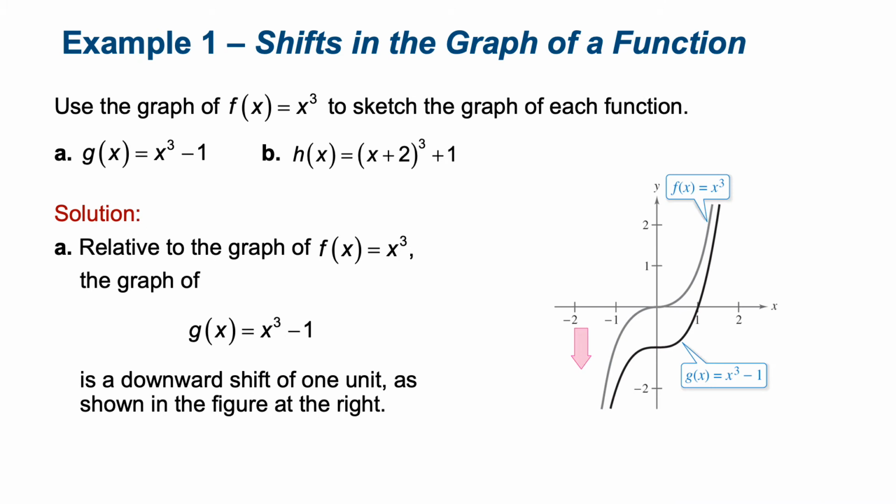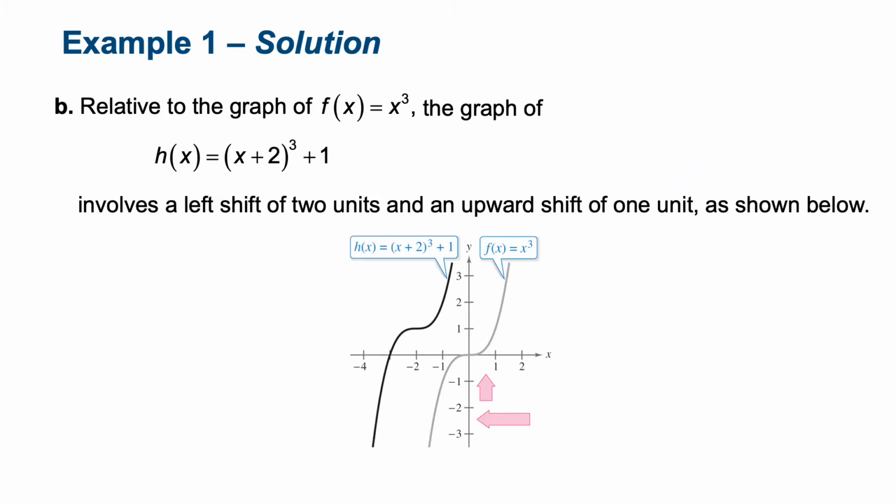So let's look at this example. Let's say A, you have x cubed minus 1. So here's x cubed, and that minus 1 just brought it down 1 space. So everything here has been brought down 1 space, okay? So that's it. It's just a downward shift.